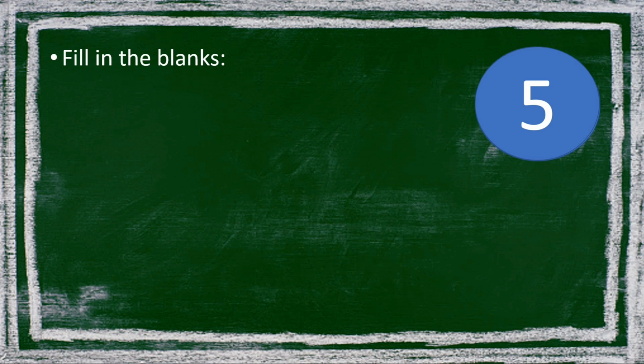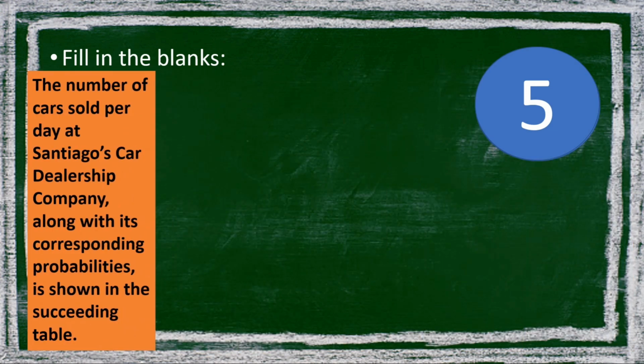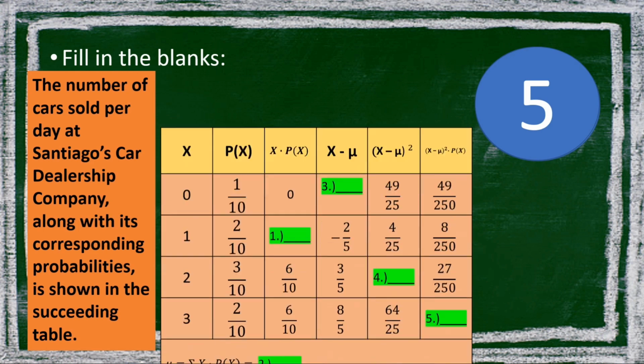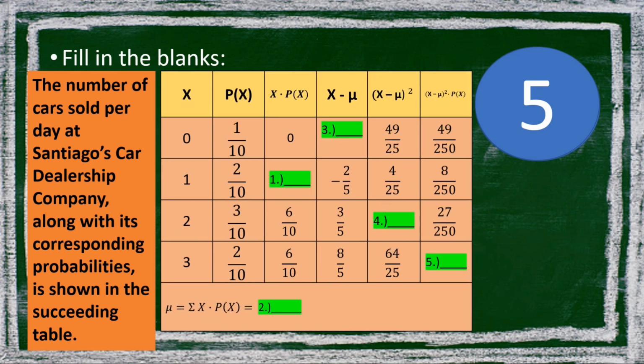This time, let's have one activity. Let's see if you will be able to solve the given problems. I will give you 5 seconds to answer the given problems. Are you ready? So, let's begin. Fill in the blanks. The number of cars sold per day at Santiago's car dealership company along with its corresponding probabilities is shown in the succeeding table. Fill in the blanks number 1.